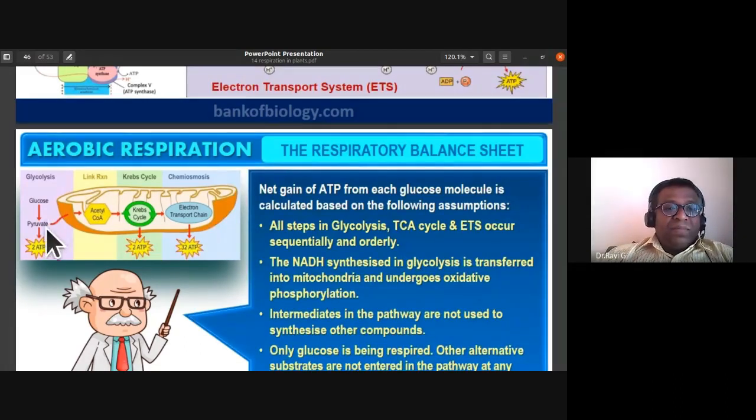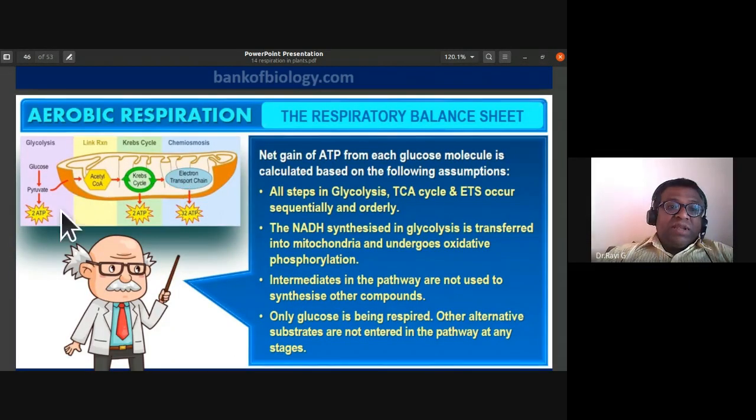So you can see here, the sequential and orderly process from glycolysis to the formation of acetyl coenzyme A, then entering into the Krebs cycle, and finally into the electron transport chain. Two ATPs are formed during glycolysis, and in the Krebs cycle there are two ATPs formed. In the electron transport chain, there is a release of 32 ATP from FADH2 and NADH2. So 8 NADH2 and 2 FADH2. So 8 into 3, 24.